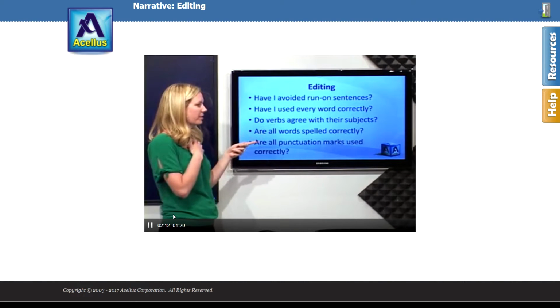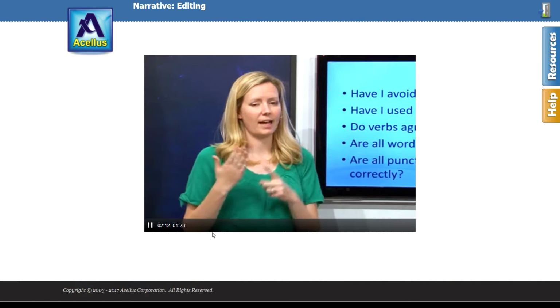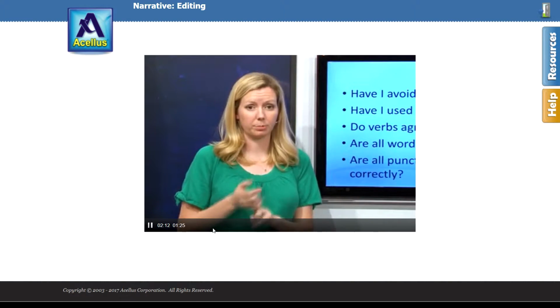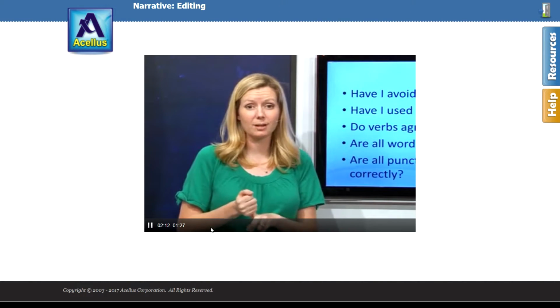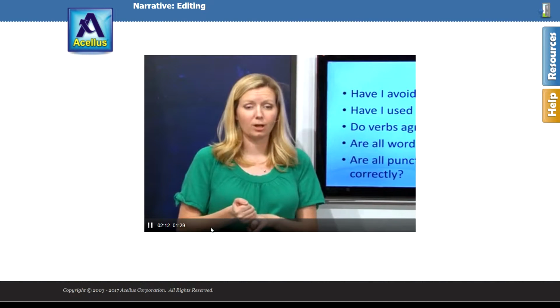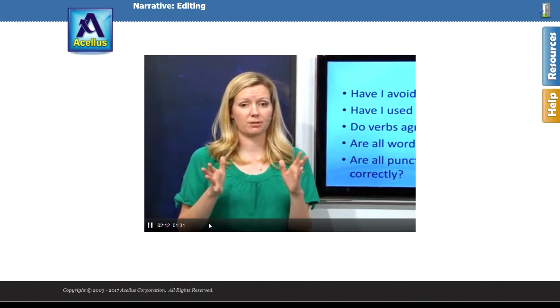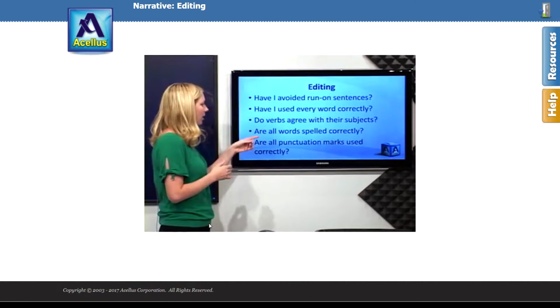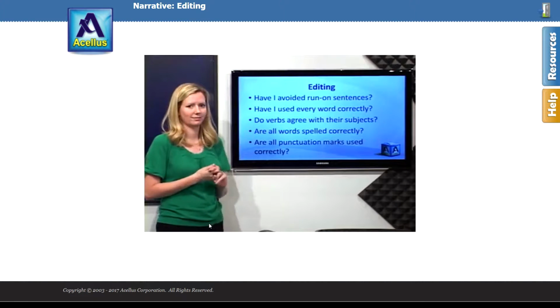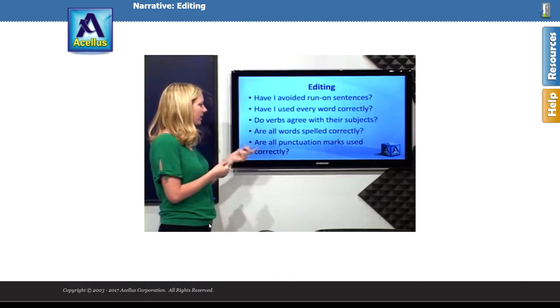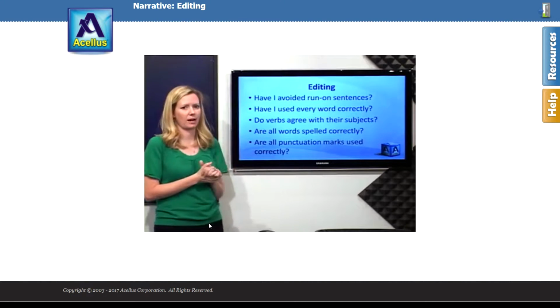Do verbs agree with their subjects? If I have a plural subject, I need a plural verb. And if it's a singular subject, you need a singular verb. So make sure that your verb-subject agreement is correct. Are all words spelled correctly? Very important. And then finally, are all punctuation marks used correctly?